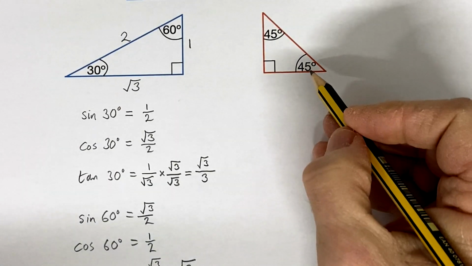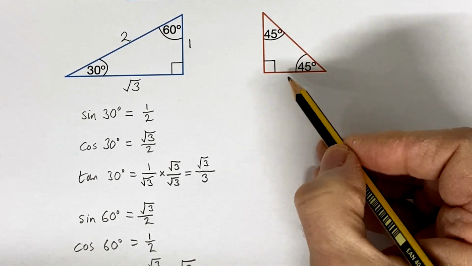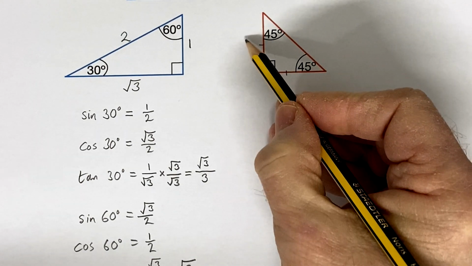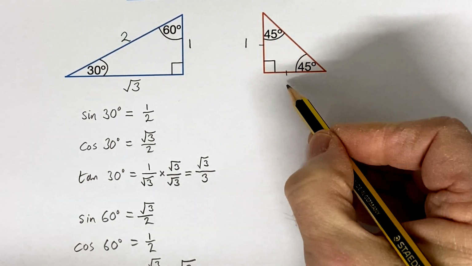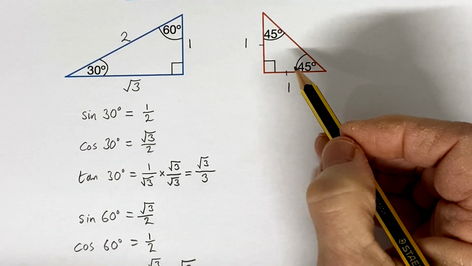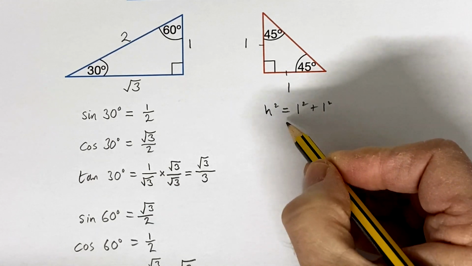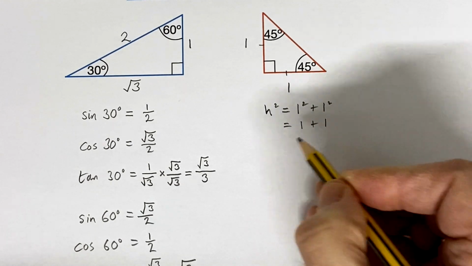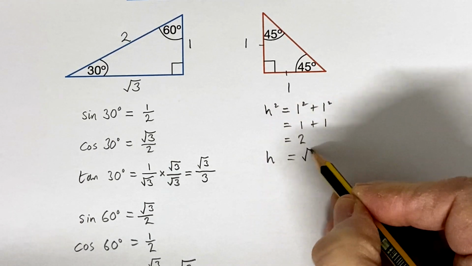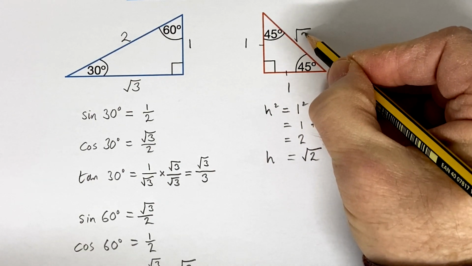Now let's look at this triangle. You can see it's a right angled triangle again. It's an isosceles triangle because those two sides have to be the same. So if we give them a value of 1, both of those are 1, you would know from Pythagoras, h squared is going to be 1 squared plus 1 squared. So that's 1 plus 1, which is 2. So the hypotenuse must be the square root of 2. So that is root 2.